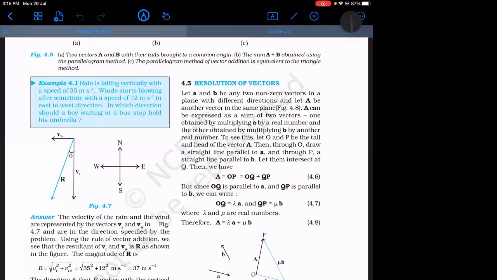See, there is a question like this. Rain is falling vertically with a speed of 35 meters per second. And there is some wind blowing after some time with a speed of 12 meters per second in the east to west direction. In which direction should a boy waiting at a bus stop hold his umbrella?